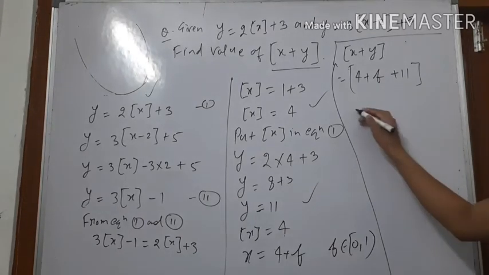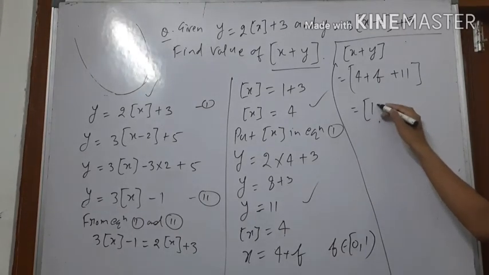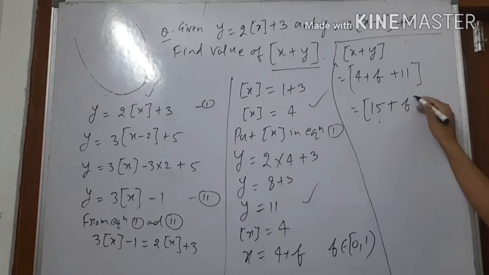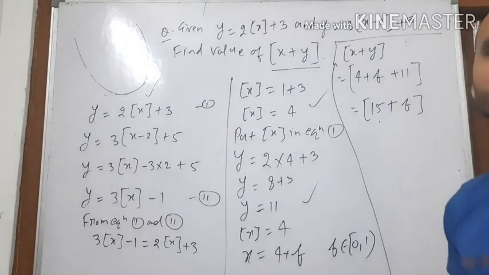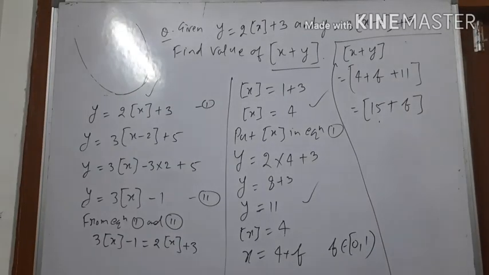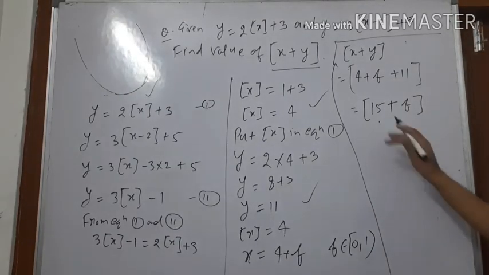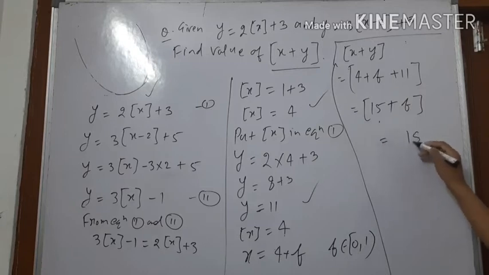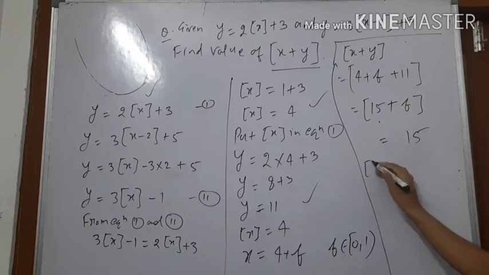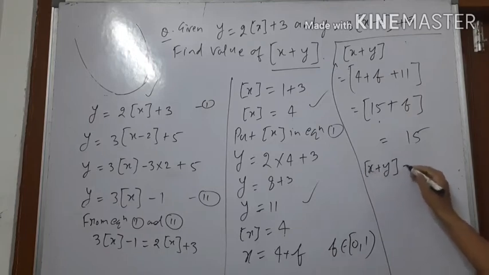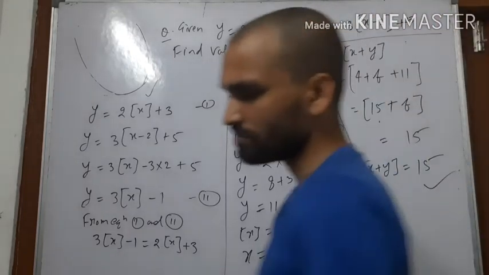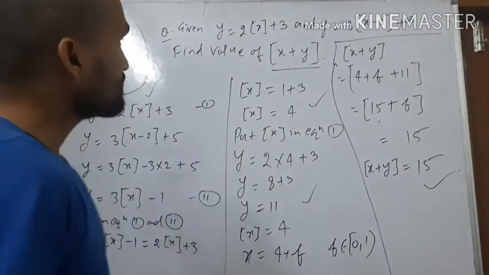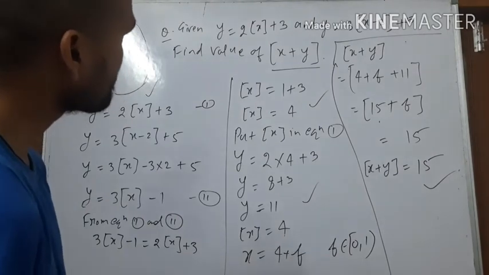So now after the simplification, that is 15 plus f. Since f is any value starting from 0 to open interval 1, its greatest integer will be 15. Okay students, so our final result is obtained, that greatest integer x plus y is 15. Okay, that result is solved. It was a good problem.